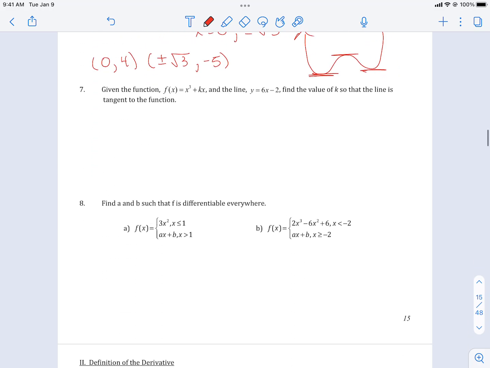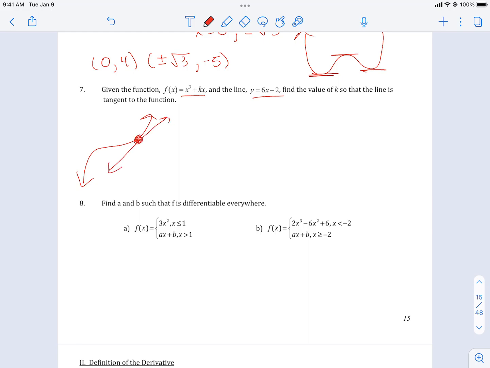Okay, next, given a function x cubed plus kx, k is a constant, we don't know what that number is, and there's a line, we want to find the value so that the line is tangent to the function. Now we don't know exactly what this looks like, but this is a cubic of some kind, and I don't know exactly where it's tangent, but let's say it's tangent here.